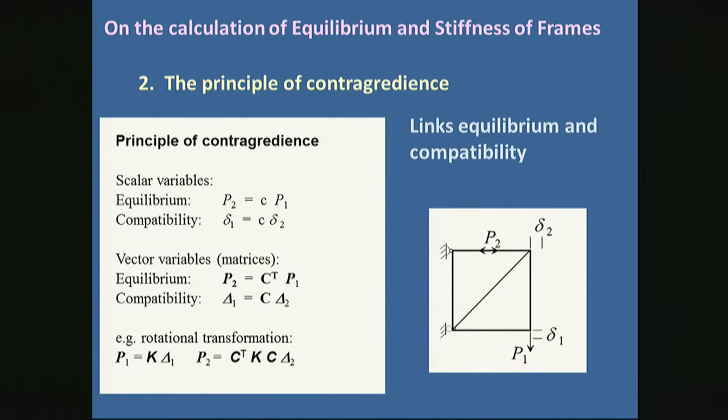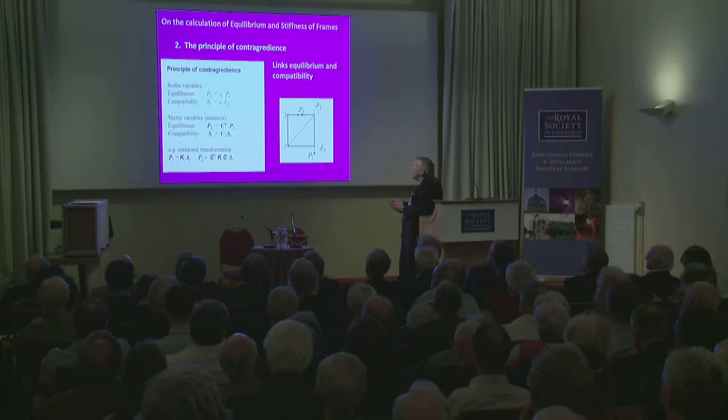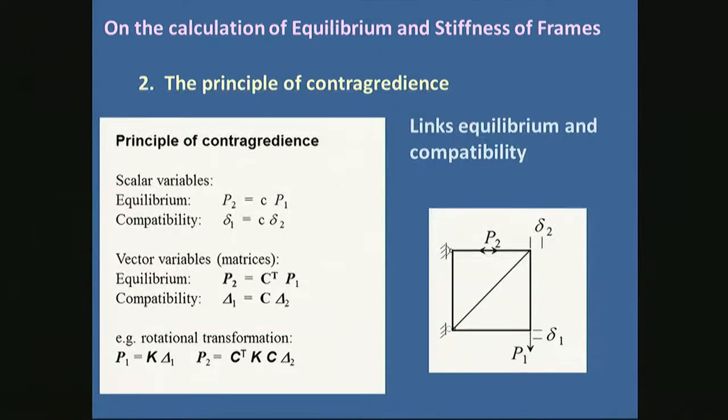If you have a set of forces, P2, and you want to know the relationship between these two sets of forces, P2 and P1, this is a linear relationship between the two, right? So what the principle of contragradients says is that the third requirement of compatibility is given by this reciprocal relationship. You take P1, here's delta 1 equals C delta 2, where C is the transpose. This is the equilibrium matrix, and this is the compatibility matrix.